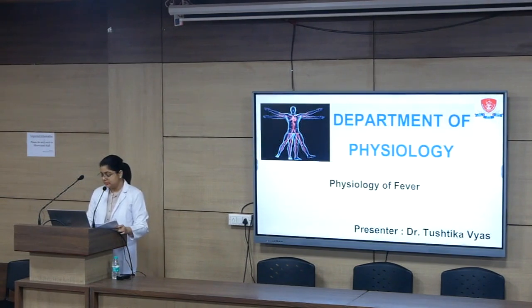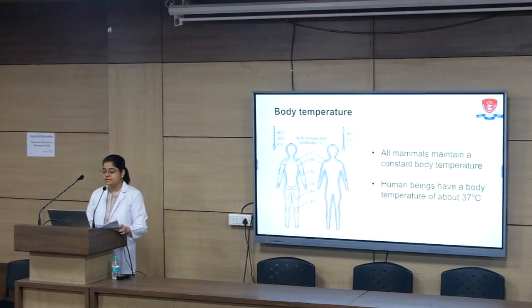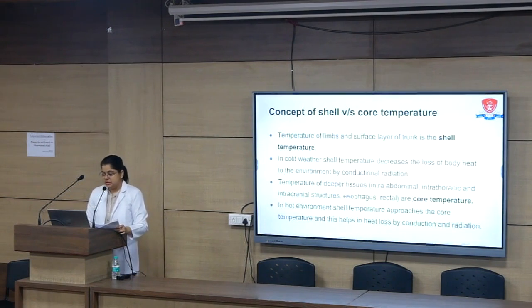To understand the topic, we first go through the normal physiological body temperature regulation. All mammals maintain a constant body temperature of about 37 degrees centigrade. Concept of shell versus core temperature. Temperature of limb and surface layer of trunk is the shell temperature. In cold weather, shell temperature decreases the loss of body heat to the environment by conduction and radiation. Temperature of deeper tissues like intra-abdominal, intrathoracic, intracranial, esophageal and rectal are considered to be core temperature. In hot environment, shell temperature approaches the core temperature, and this helps in heat loss by conduction and radiation.